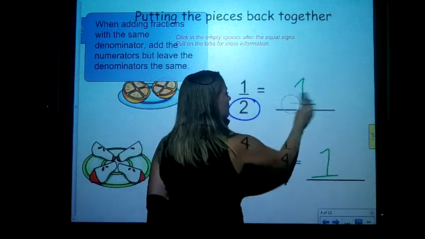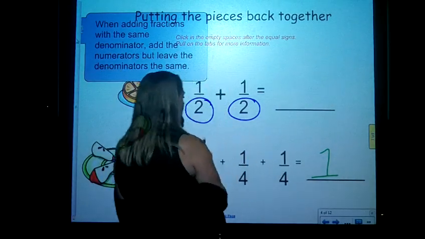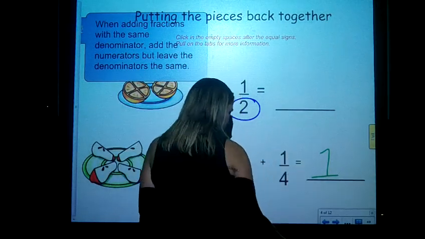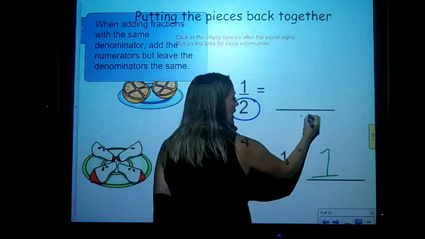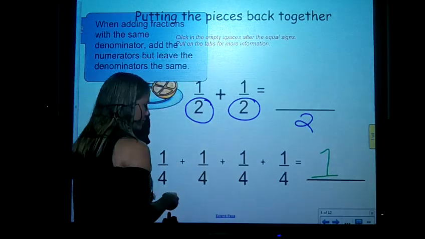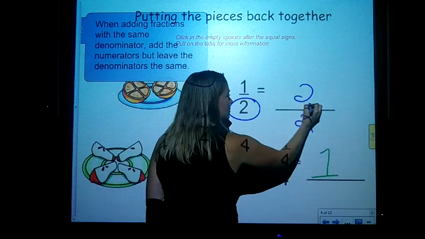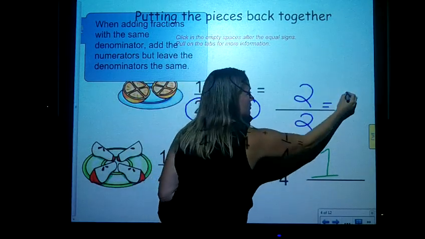So if we actually erase our 1 that's here, we have the denominator, which is the same. Oh, I forgot to put my eraser back. And we have our 2. And if we add the tops, 1 plus 1, we get 2, and 2 over 2 is equal to 1.